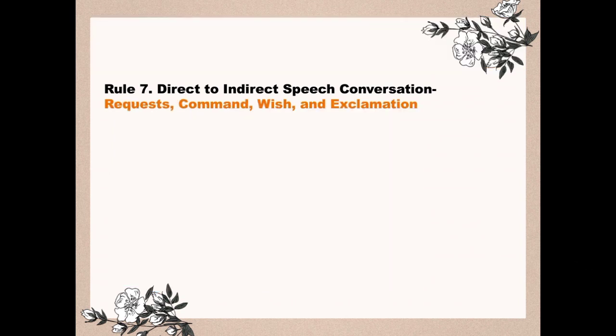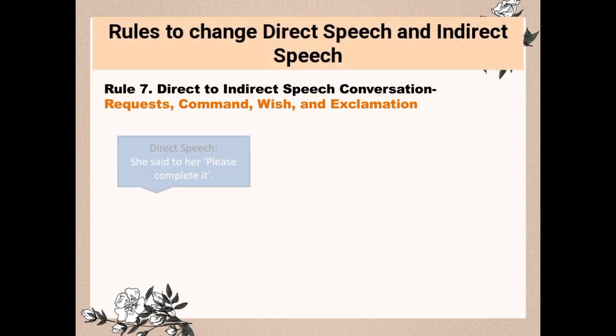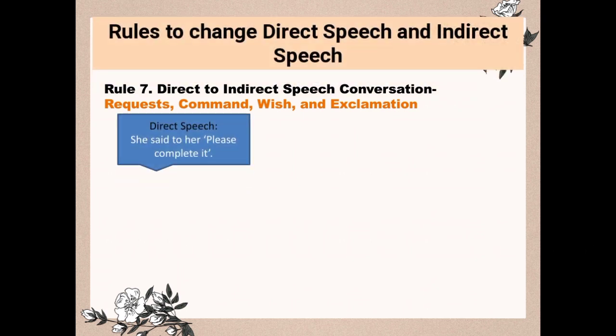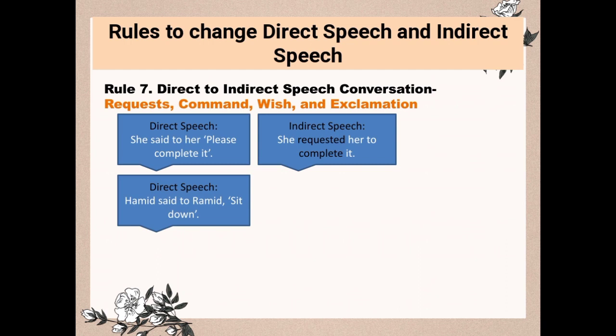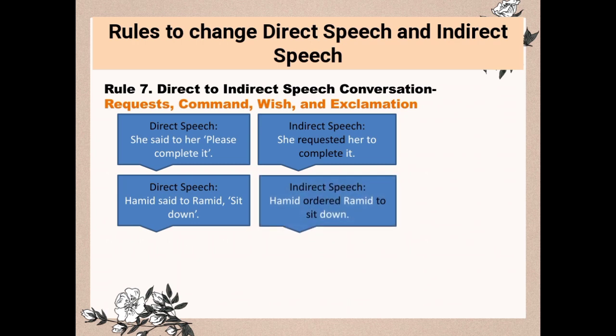Rule number 7, requests, command, wish, and exclamation. Indirect speech is supported by some verbs like requested, ordered, suggested, and advised. Forbade is used for negative sentences. Therefore, the imperative mood in the direct speech changes into the infinitive in indirect speech. Example, she said to her, "Please complete it." The indirect speech: she requested her to complete it. Another example, Hamid said to Ramid, "Sit down." The indirect speech: Hamid ordered Ramid to sit down.